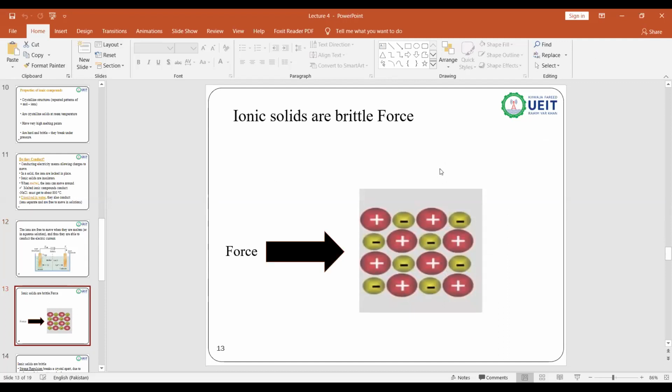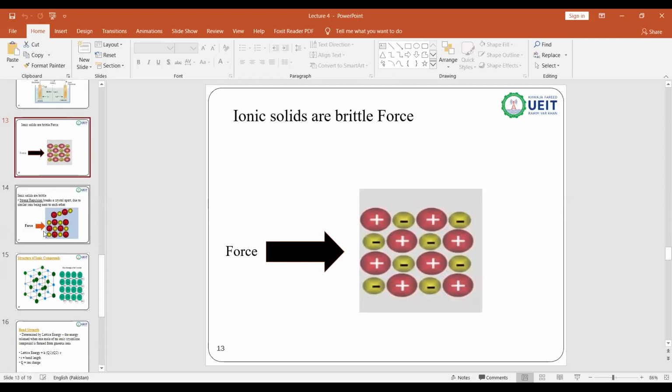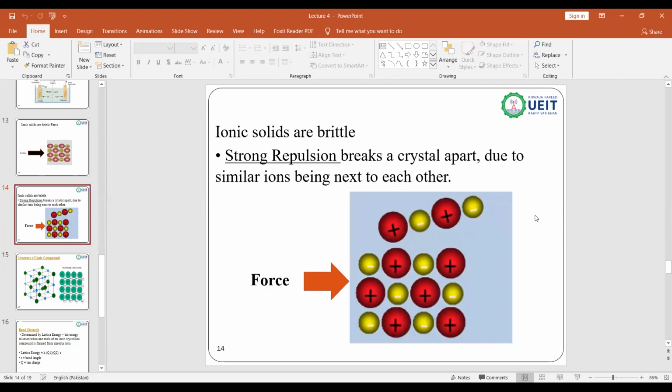So ionic solids are brittle. There is strong repulsion that breaks the crystal apart, due to similar ions being next to each other. Here we have one negative ion and the other is a positive ion. If you apply force, the negative ions will be in front of negative ions and positive ions in front of positive ions. Similar charges repel each other, so they give strong repulsion. Due to this repulsion, they are brittle.